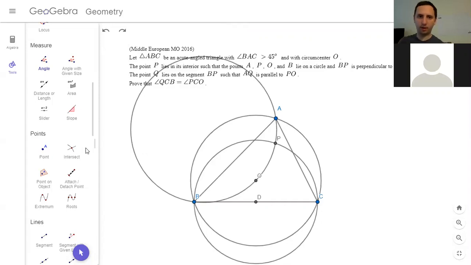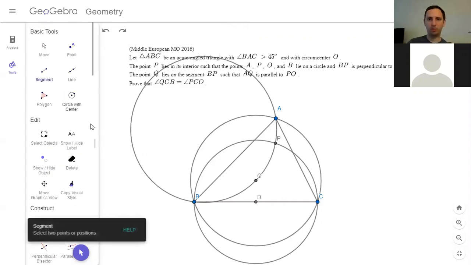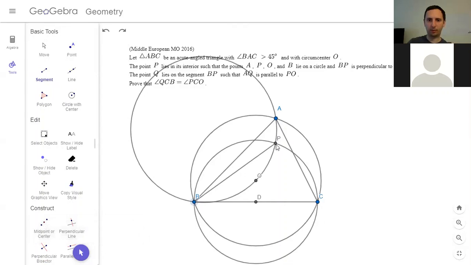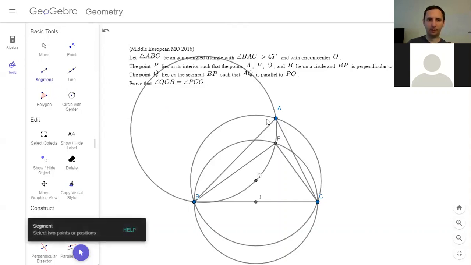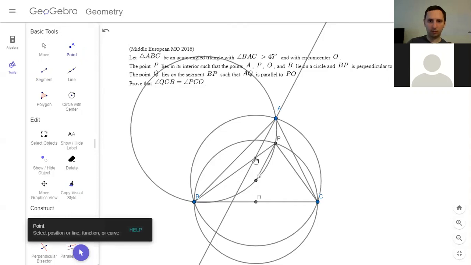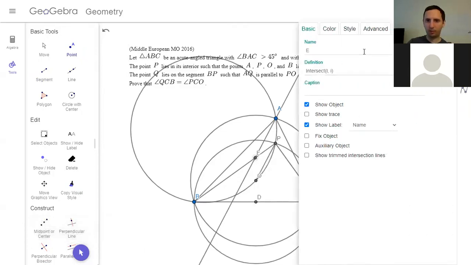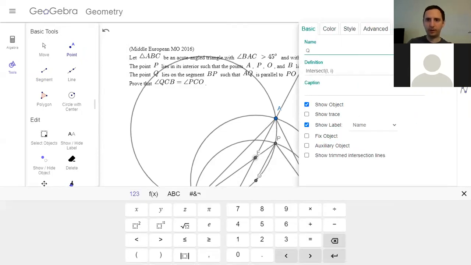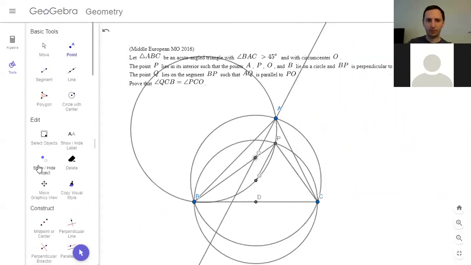We want to show, okay, so that's point P. Q lies on BP such that AQ is parallel to PO. This is point Q. We want to show that QCB equals PCO.